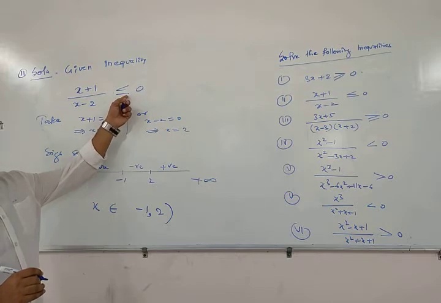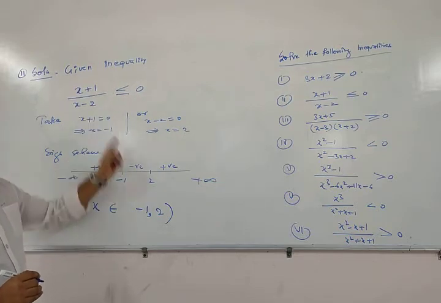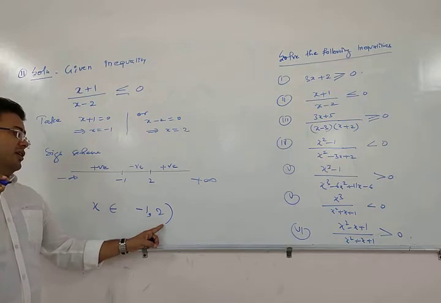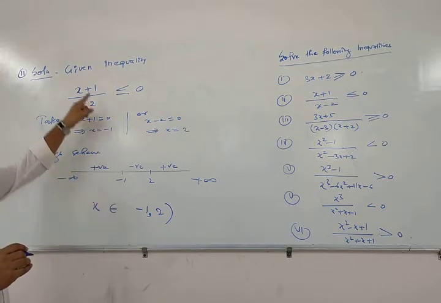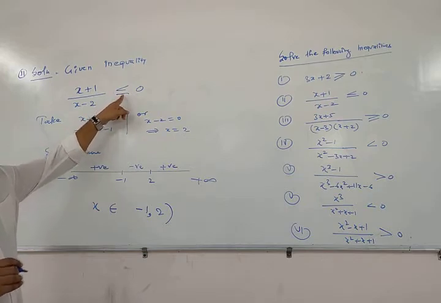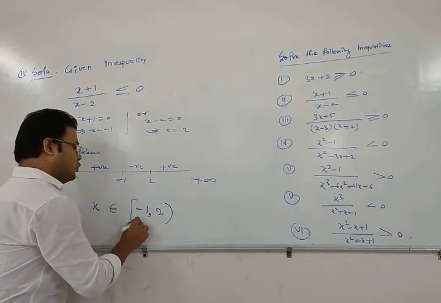However, there is an equal to sign, we can't take 2 in closed interval. We have to take it in open interval. Minus 1 is the root of the numerator and the equal to sign is included, so we have to take it in closed interval.